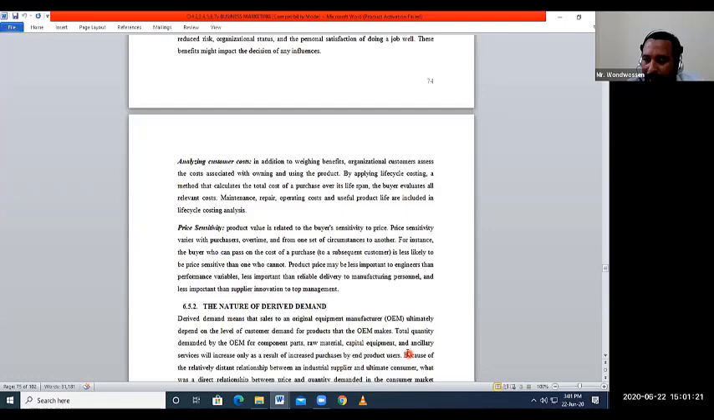The quantity demanded by the manufacturer depends on the demand for the components, raw materials, and capital equipment, as well as ancillary services. So in this case, the demand for the original equipment depends on the demand for the component parts, the demand for the capital market, or other ancillary services. So in this case, there is a derived demand. So whenever you consider setting a price, we have to consider the demands of other products.